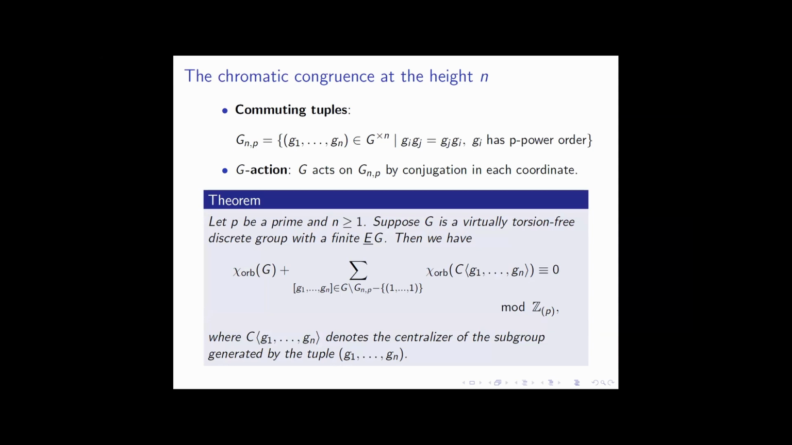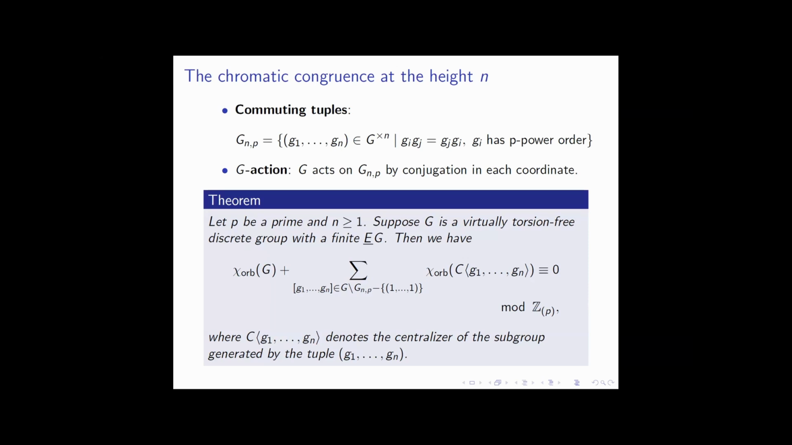So if you take p a prime and n greater or equal than 1, and assume that G satisfies all these conditions I was asking, then you have this kind of congruence where you first look at the orbifold Euler characteristic of the group, and then you look at all these tuples. As I said, there are finitely many of them. This is the quotient. Take all these commuting tuples with p-power order elements, take orbifold Euler characteristics of centralizers of the subgroup generated by this tuple. And this is congruent to 0 modulo Z_(p).